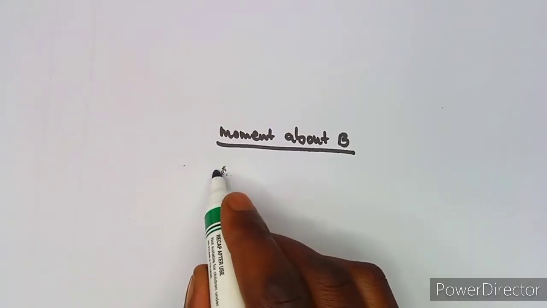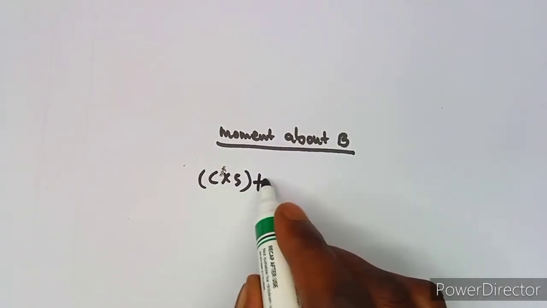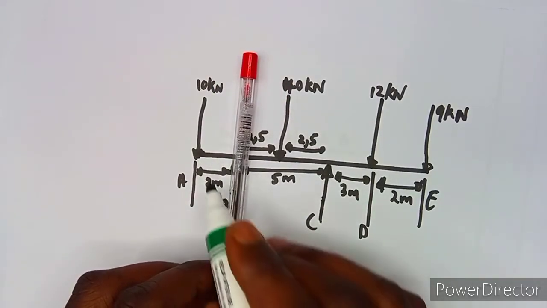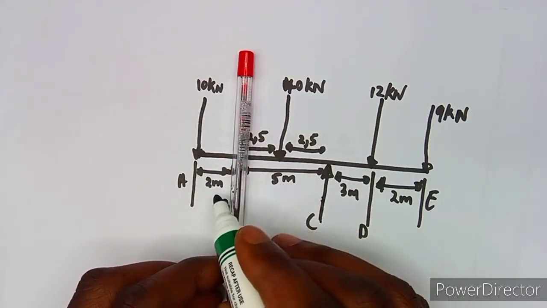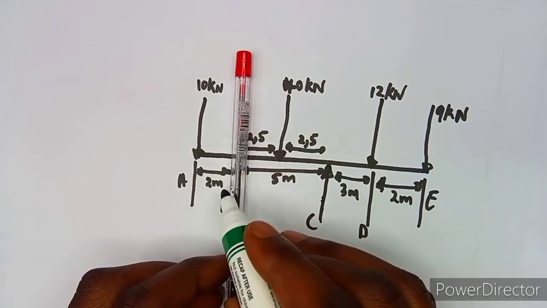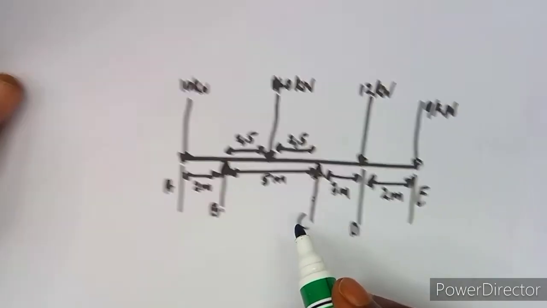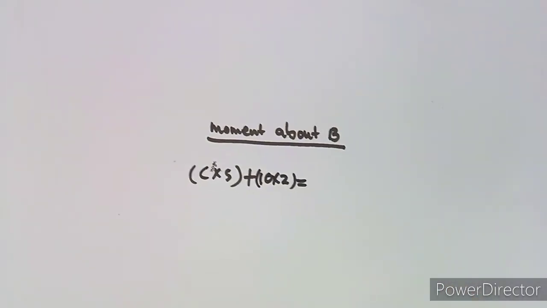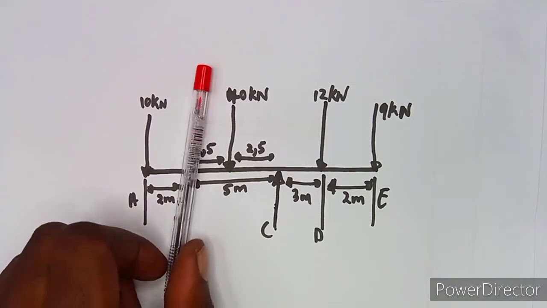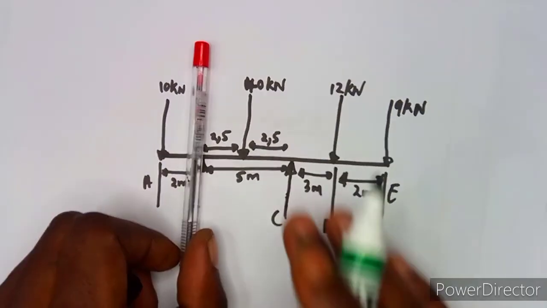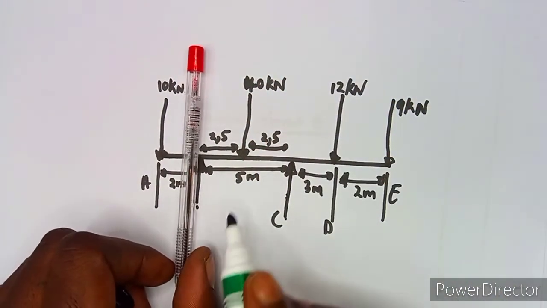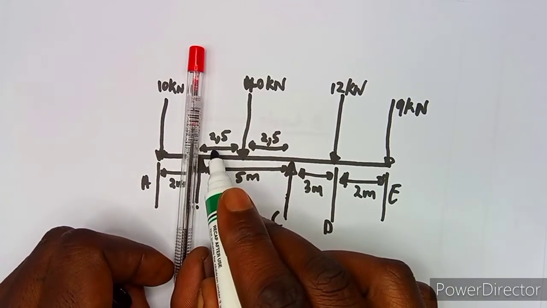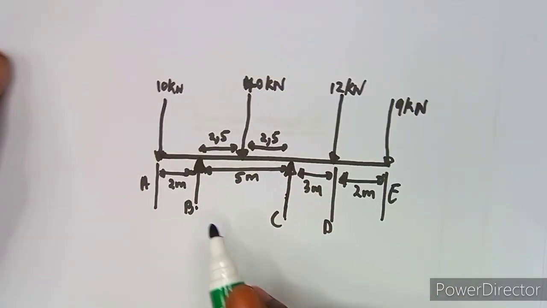Okay, so it's going to be C multiplied by 5 plus the one that corresponds on the other side, which is on the left side, because this is on the negative and also on the negative here. So it's 10 times 2. On this side we have 10 and 2. So 10 back to B is going to be 10 multiplied by 2. Then you take all the other forces which are on the right side of B. So it's 40 times the distance back to B, there's a difference of 2,5, so it's 40 times 2,5.